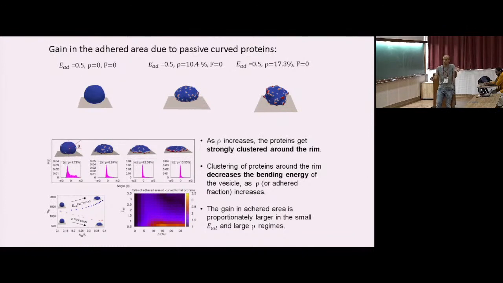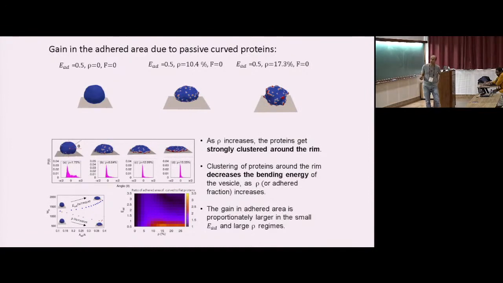So you can increase your spreading, but at the cost of increasing your bending energy. And in order to offset that, you have to increase the EAD. But if you fix the EAD, you don't touch the adhesiveness of the substrate, but you just increase the density of these curved proteins, you can also increase your spreading. But now, as you're increasing your spreading, you're actually decreasing the overall cost of bending energy just by the fact that you're actually able to aggregate them spontaneously around the rim.